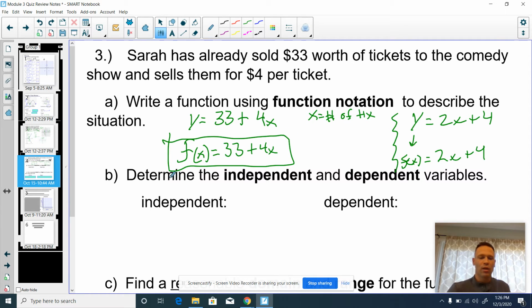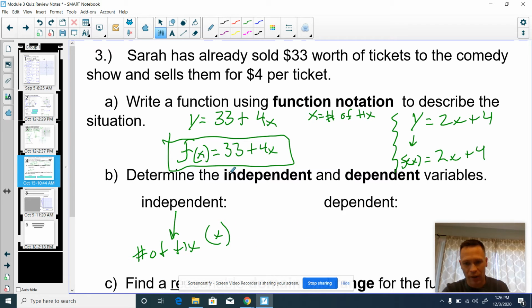All right. What are the independent and dependent variables here? Well, the independent variable, remember, is the x value. It's what's going into the function. It's your domain. All those things are the same, right? So the independent variable is going to be the number of tickets. And remember, that's x, right?